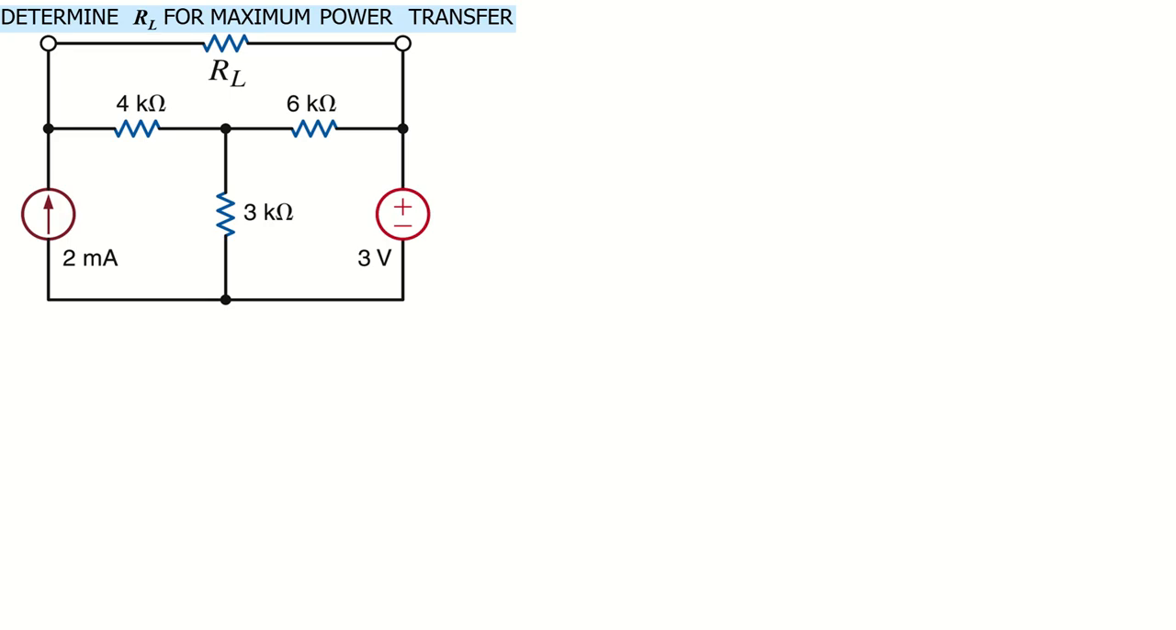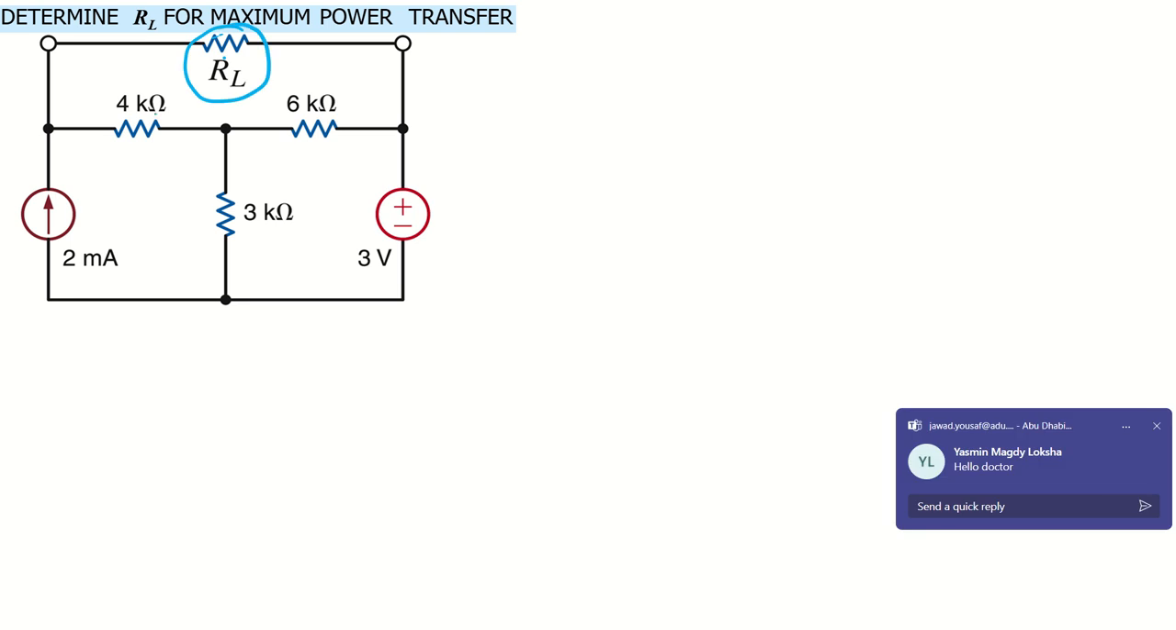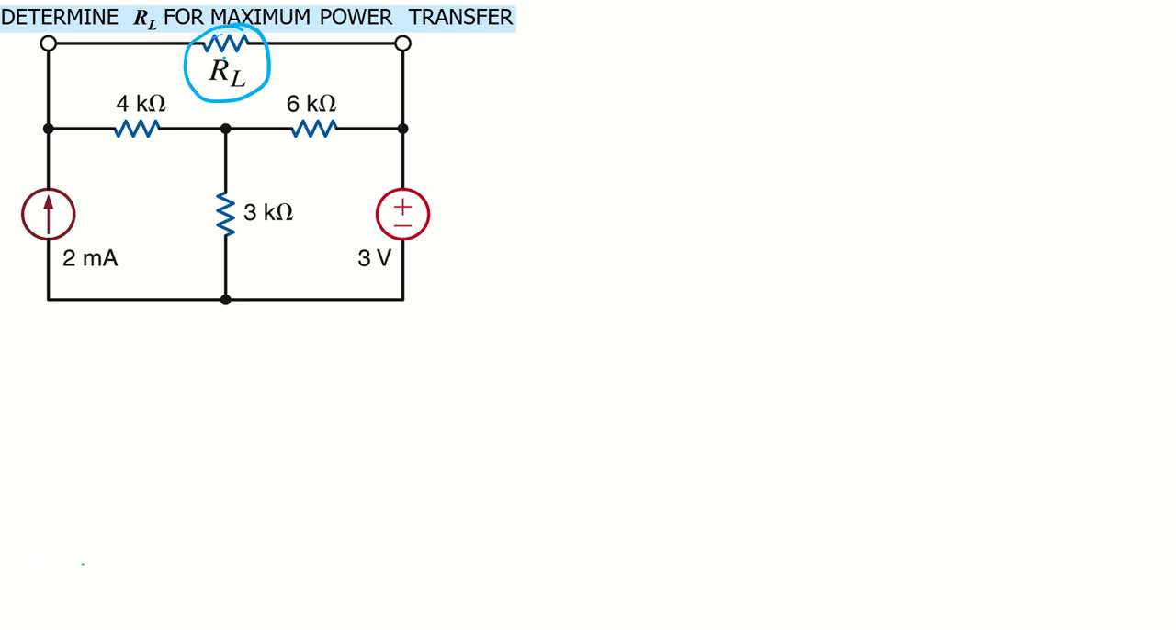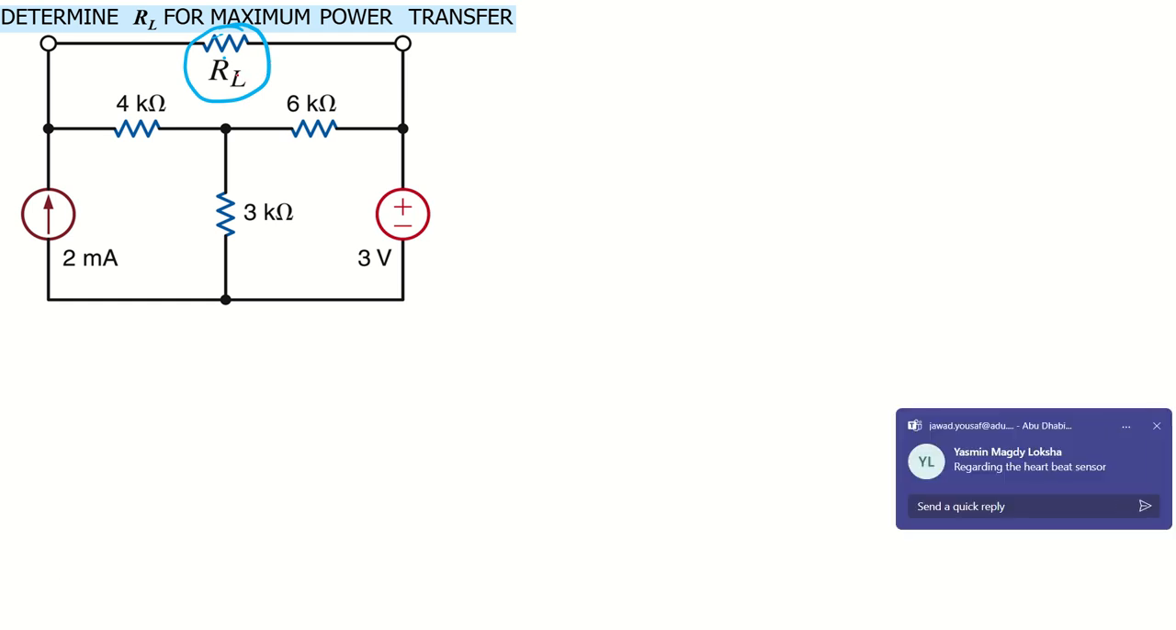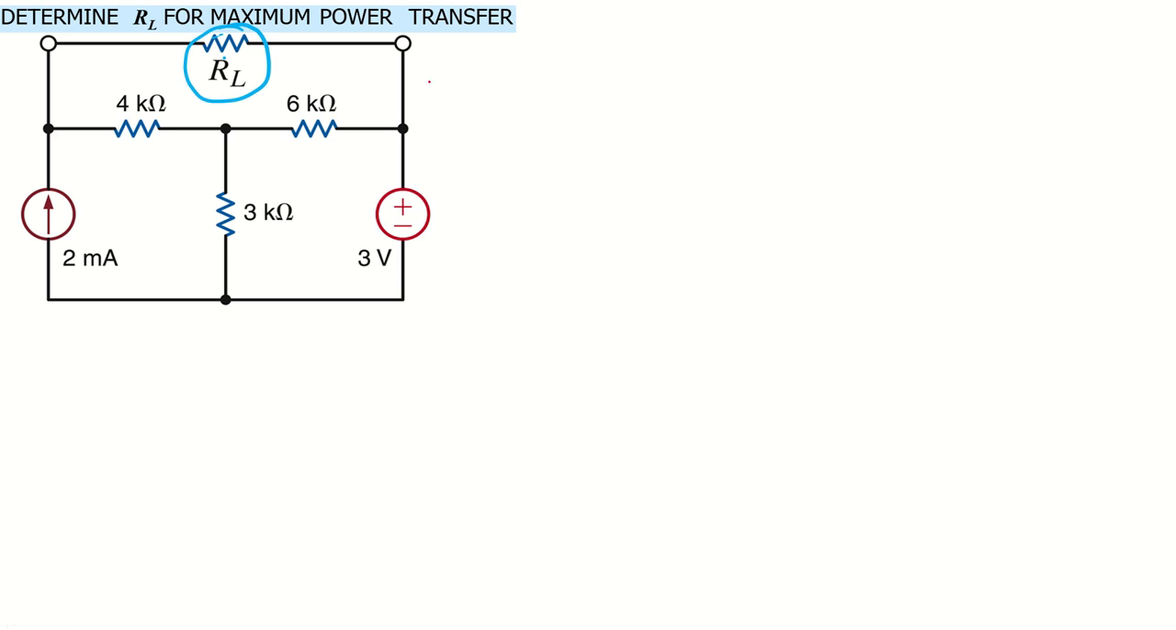So let's try to understand this with the help of an example. The question is here: calculate RL for maximum power transfer. RL is the load resistance which is connected here. So for RL, we simply have to calculate R Thevenin. How can we calculate R Thevenin? By removing the load from the circuit. So let's remove it, and after that, let's draw our circuit. So our circuit will look like what?